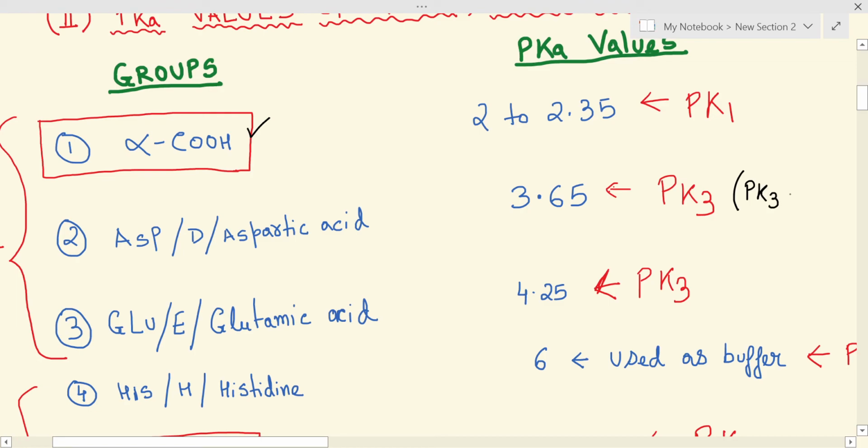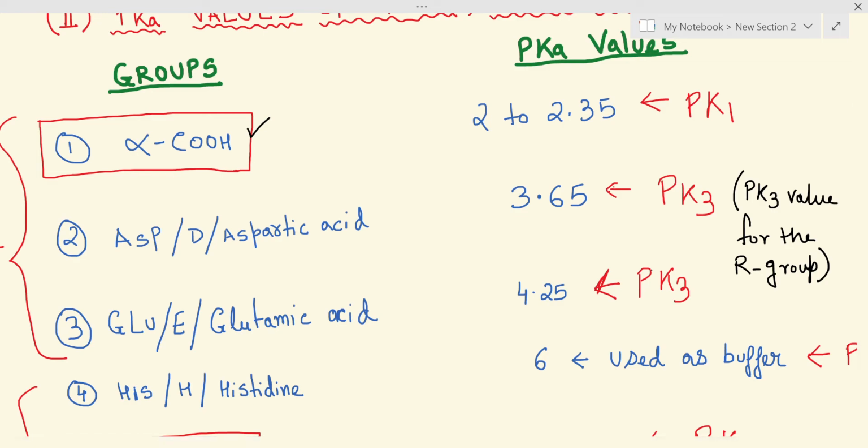pK3 value for the R group. The R group in aspartic acid and glutamic acid is a carboxylic acid, but it is not the alpha carboxylic acid. It is the carboxylic acid which is denoting the R group. If you do not watch the previous video, then you cannot relate to this video, so it's very important you watch the first video on amino acids.